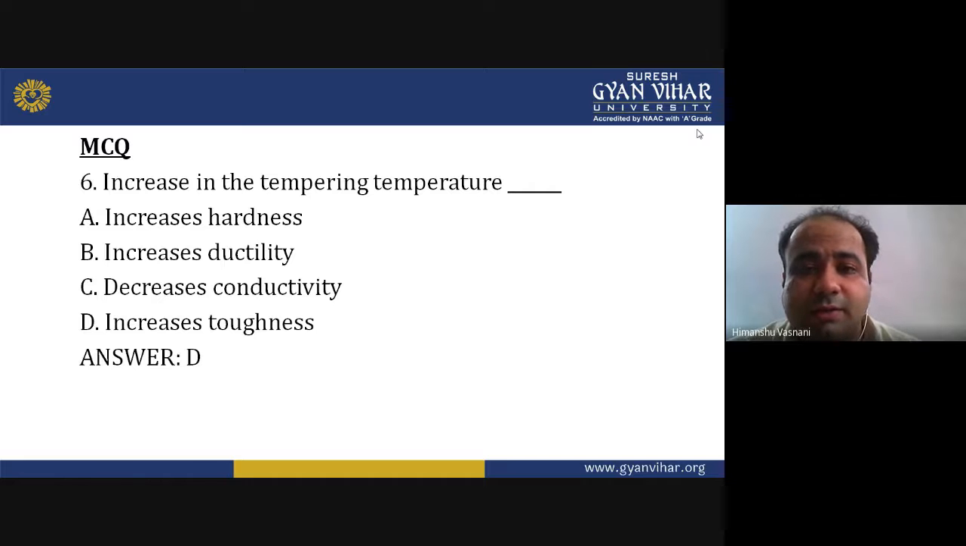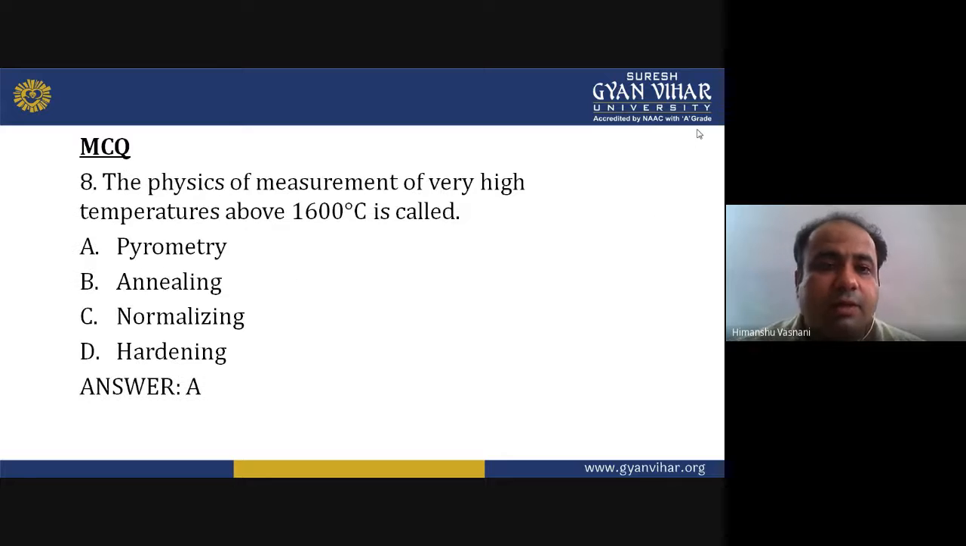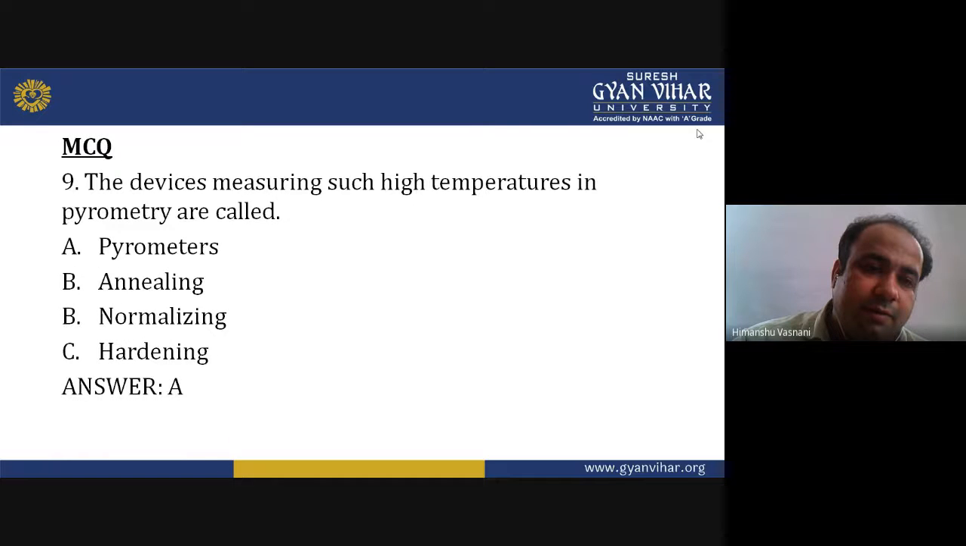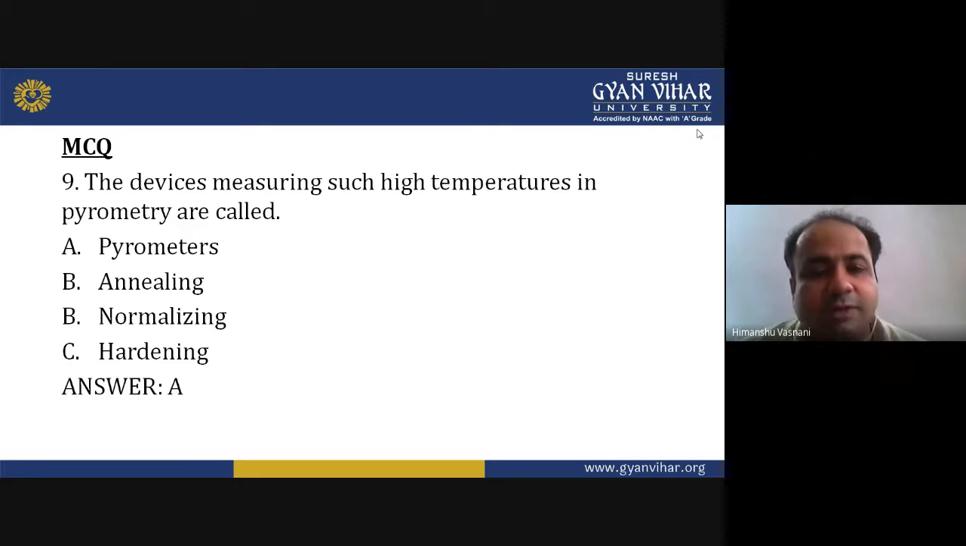This is the sixth MCQ. Seven we did. Eight: the physics of measurement of very high temperatures above 1600 degrees centigrade is called pyrometry. A device measuring such high temperatures in pyrometry is called, as we studied earlier, a pyrometer.